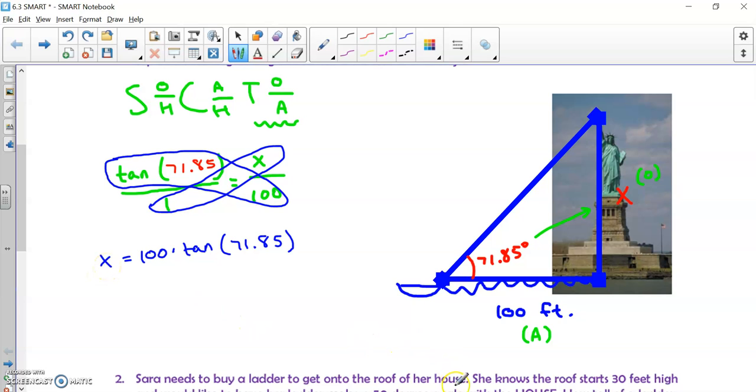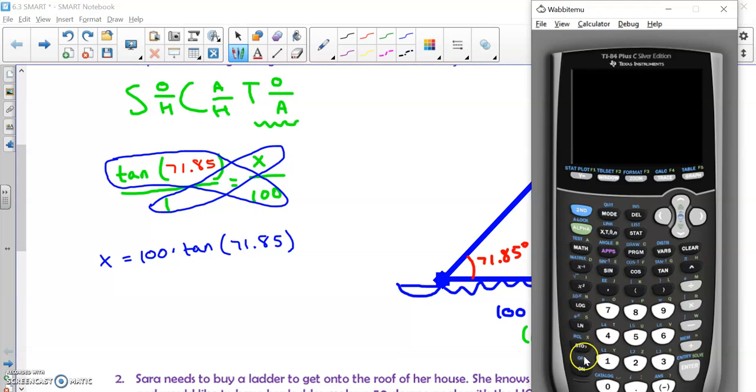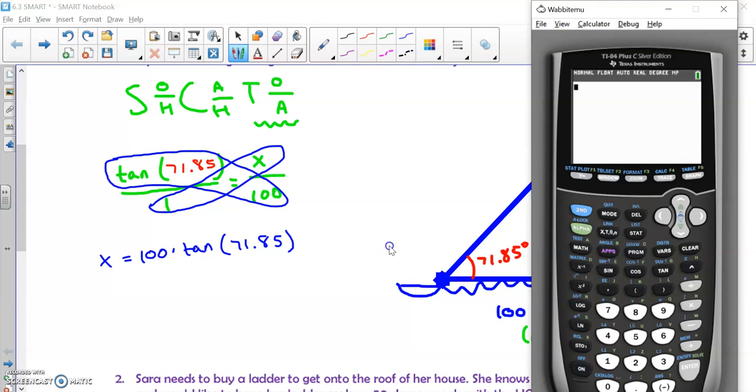So we're ready to pop out our calculator and type in 100 times tangent of 71.85, just as we see it. And you should get an answer of 305.05. So the Statue of Liberty is about 305 feet tall.